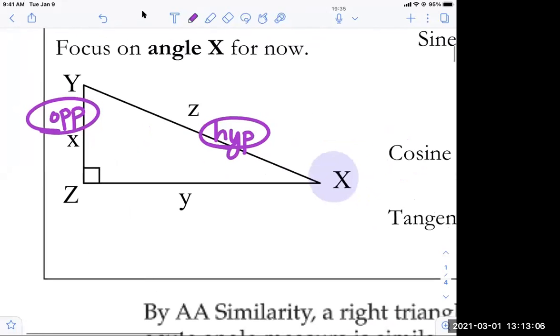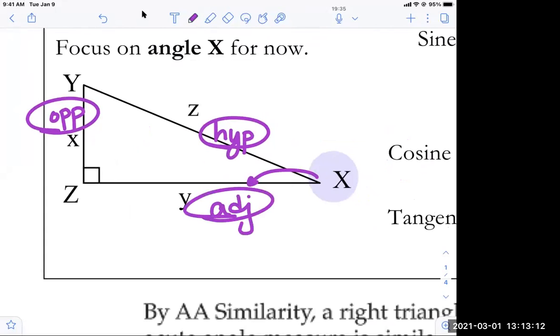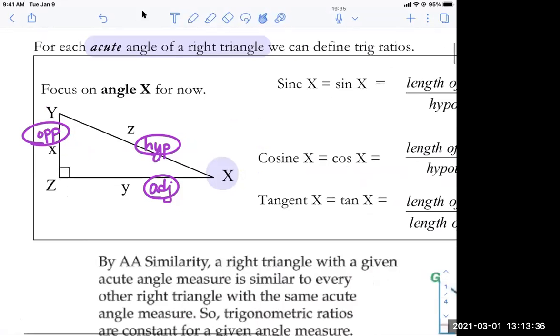And then the leg that's beside the angle, touching the vertex, is called adjacent. Now, there's actually two sides of the triangle that are adjacent to X, but the hypotenuse is the hypotenuse. The hypotenuse is always determined by being across from the right angle. So you're never going to call the hypotenuse the adjacent. When you talk about opposite and adjacent, it's always referring to the legs. The hypotenuse already has a label.